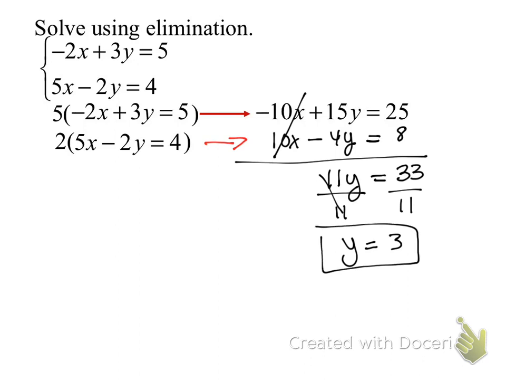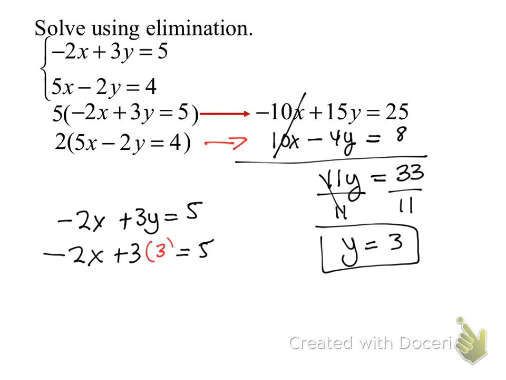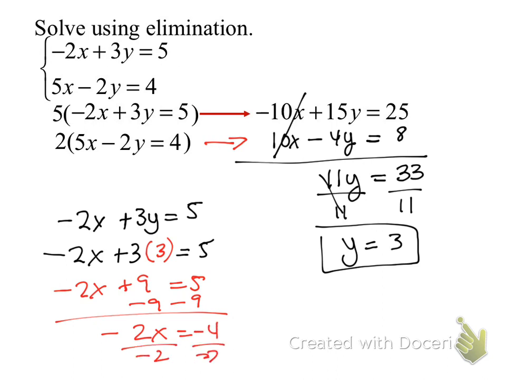Okay, now what? Tony, what do I do with that y? You choose an equation. Either original, negative 2x plus 3y equals 5, and I substitute in. Negative 2x plus 3 times 3 equals 5. I'm substituting in 3 for the y. Negative 2x plus 9 equals 5. Subtract 9, subtract 9. Negative 2x equals negative 4. Divide by negative 2. And we have x equals 2.